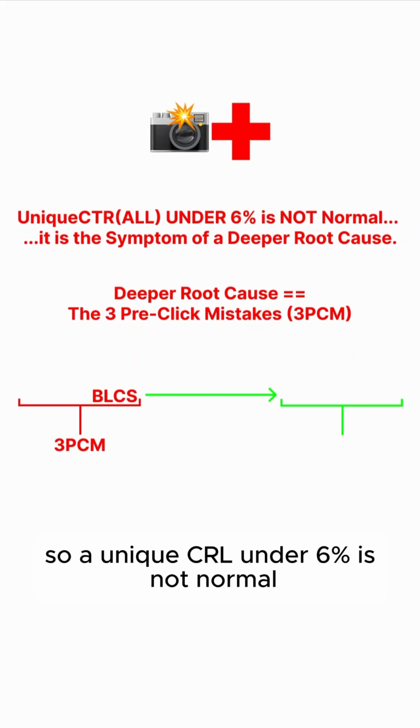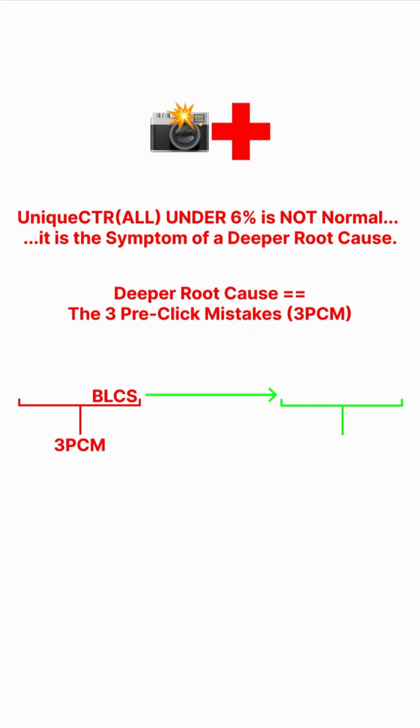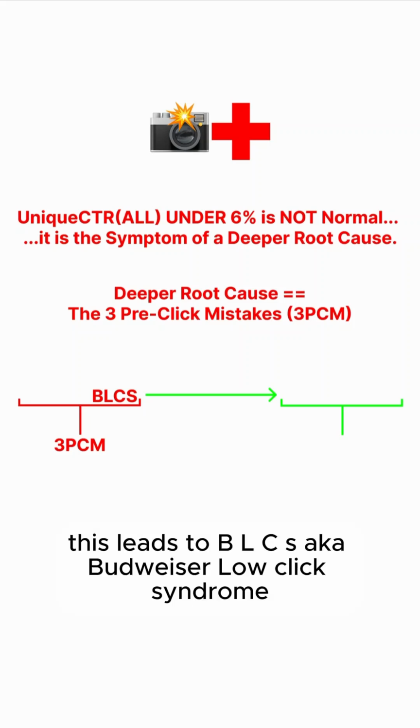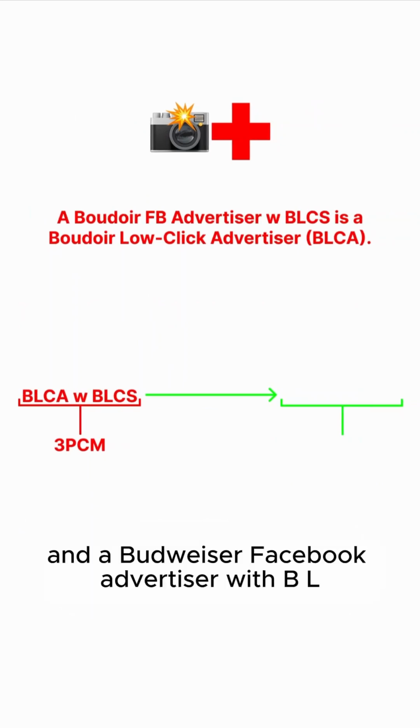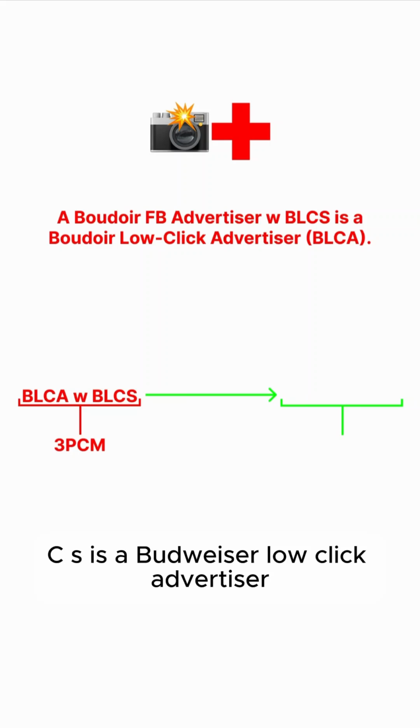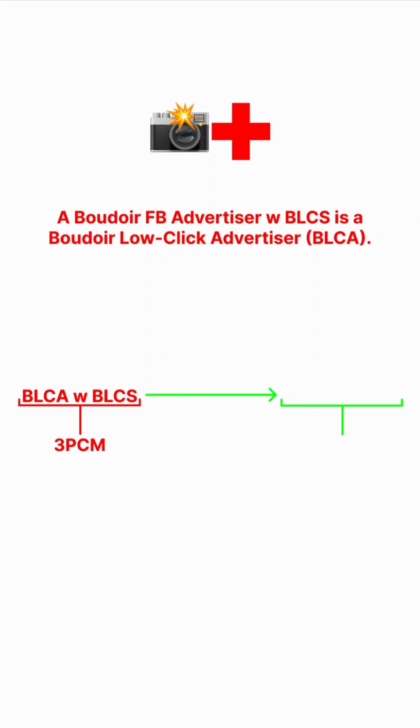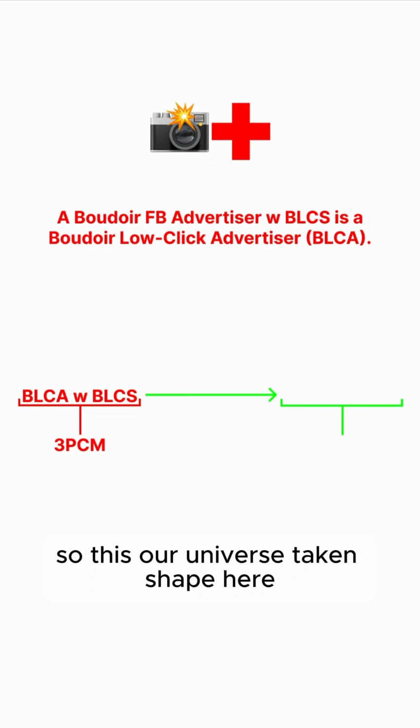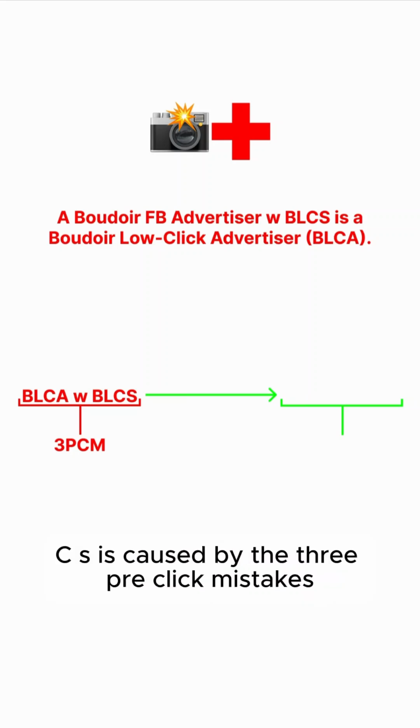So a unique CTR under 6% is not normal, it's a symptom of a deeper root cause. And that deeper root cause are the 3 pre-click mistakes, the 3 PCM. This leads to BLCS, aka Boudoir low click syndrome. And a Boudoir Facebook advertiser with BLCS is a Boudoir low click advertiser, aka a BLCA. So this is our universe taking shape here. BLCA with BLCS is caused by the 3 pre-click mistakes.